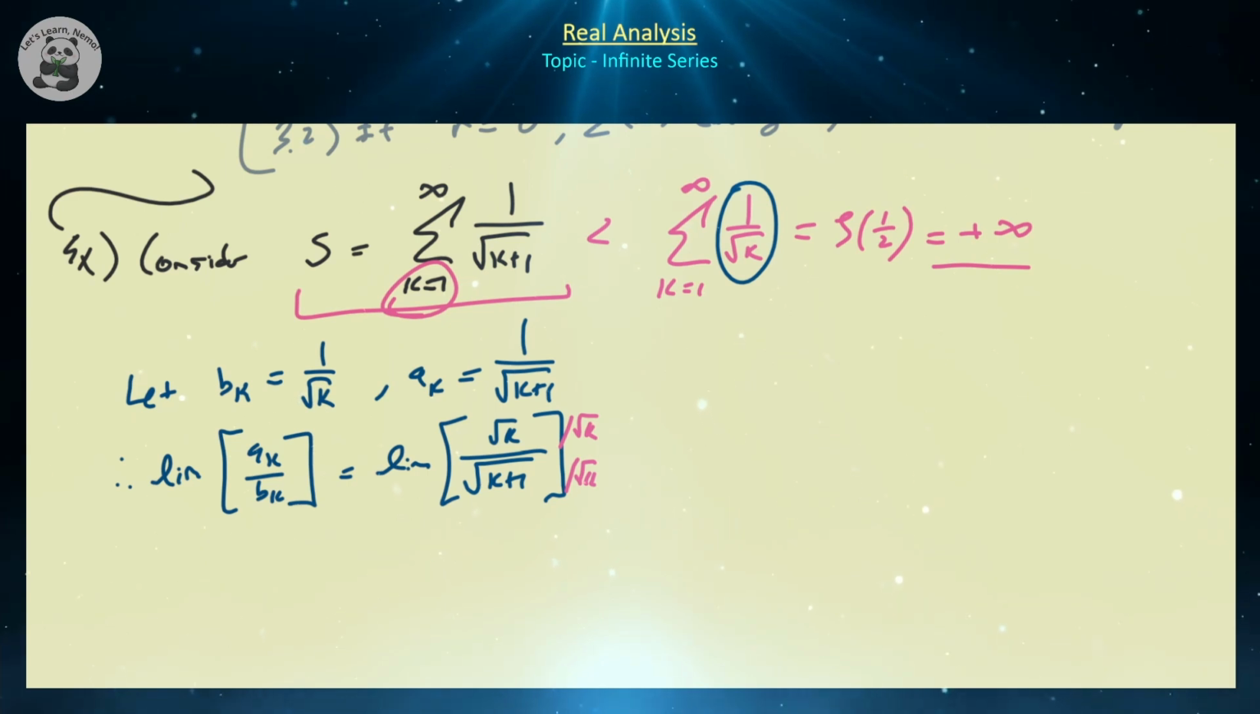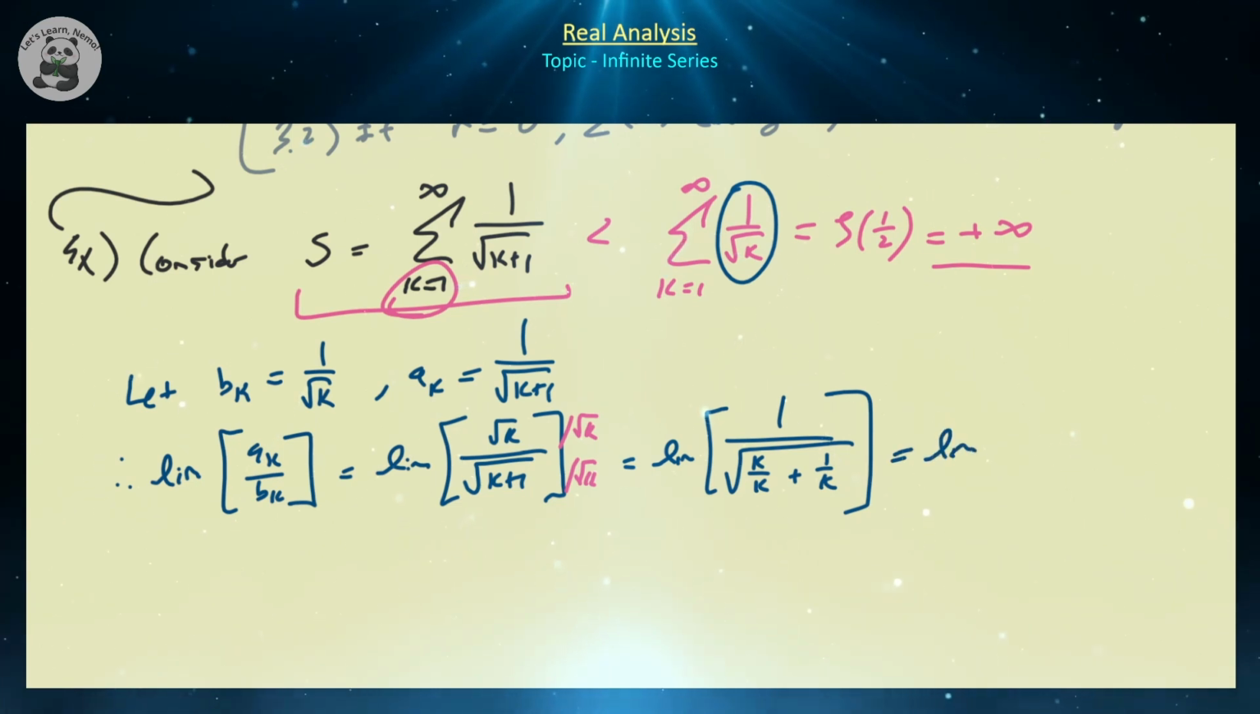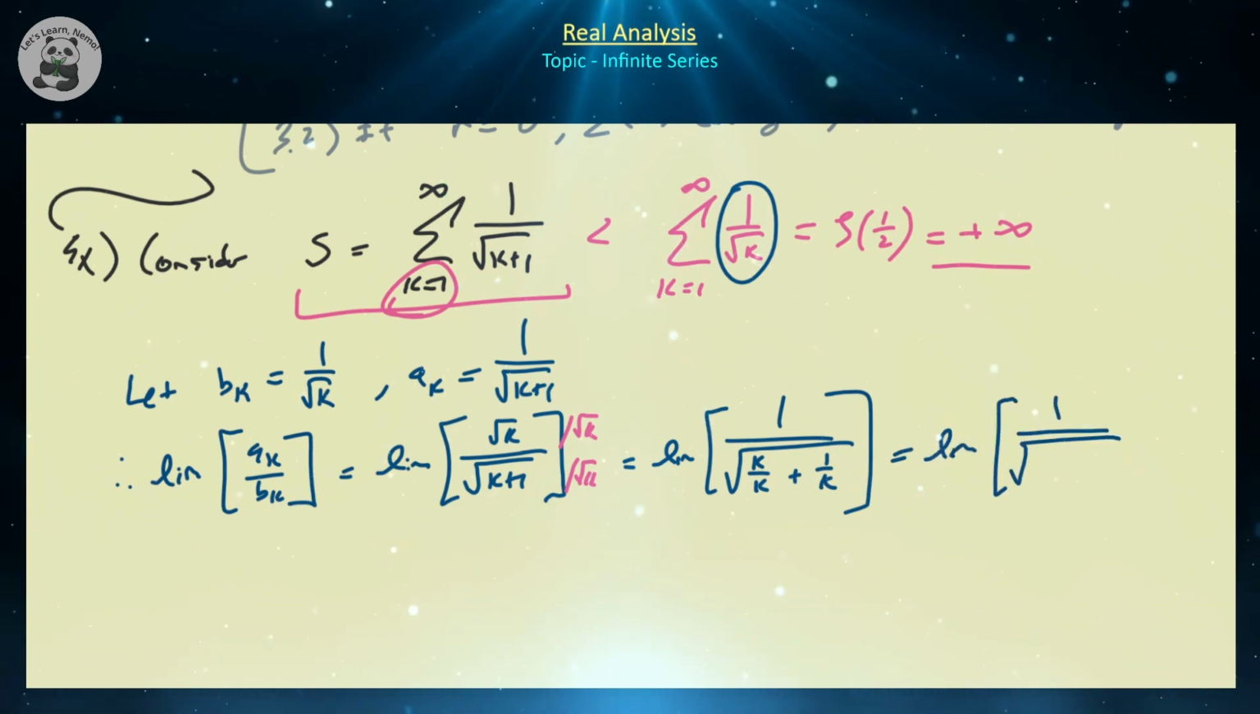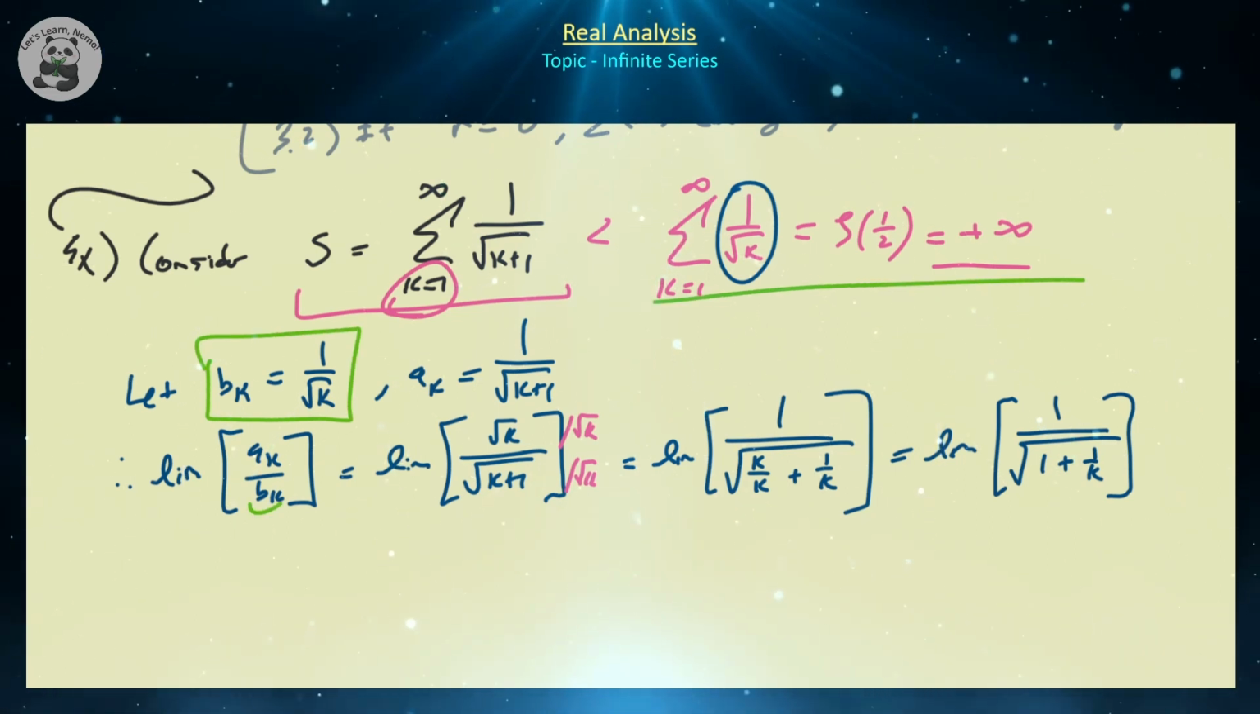So this is going to be equal to the limit of 1 over, so that's going to give us k over k plus 1 over k. So what's that going to be? That's going to be equal to the limit of 1 over the square root of 1 plus 1 over k. Now, before moving forward, we already know that this sequence and its associated series diverges, right? So this diverges. So that means what in terms of AK, because AK is what we're actually interested in.